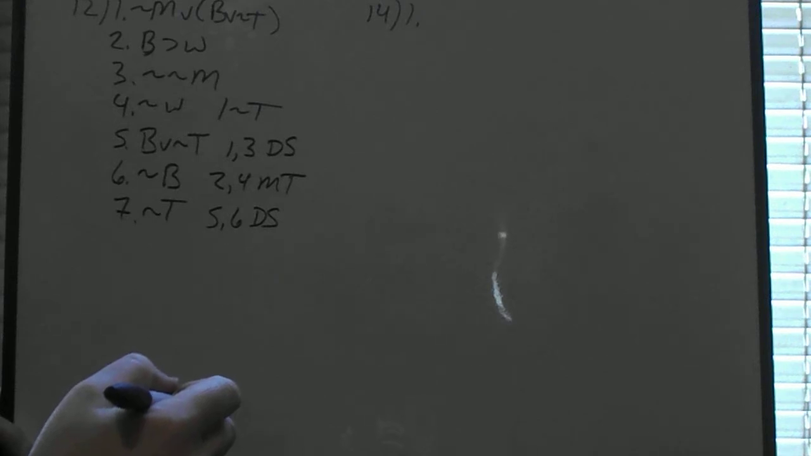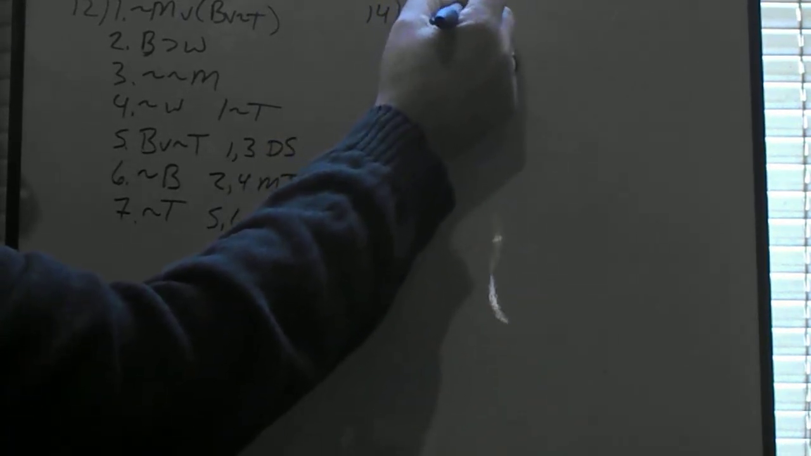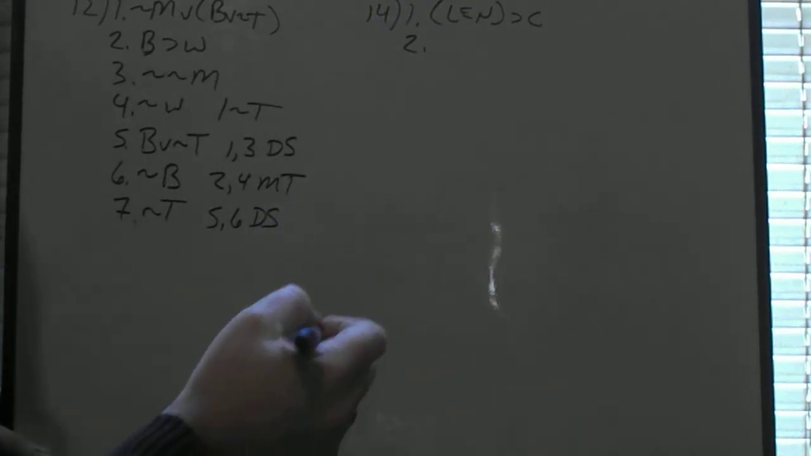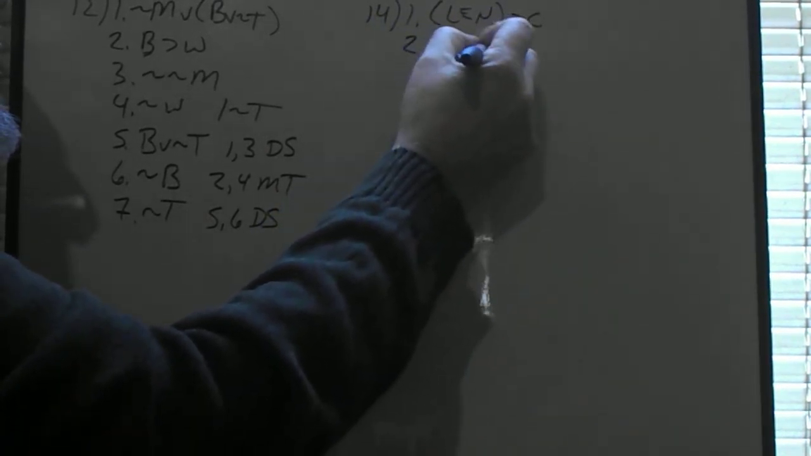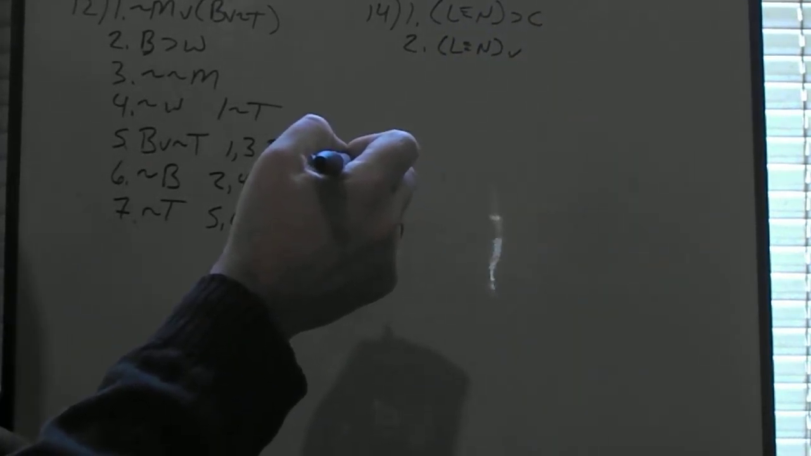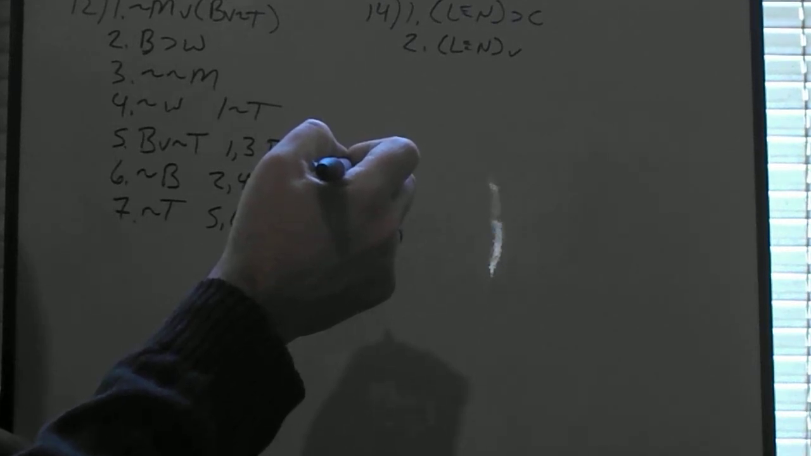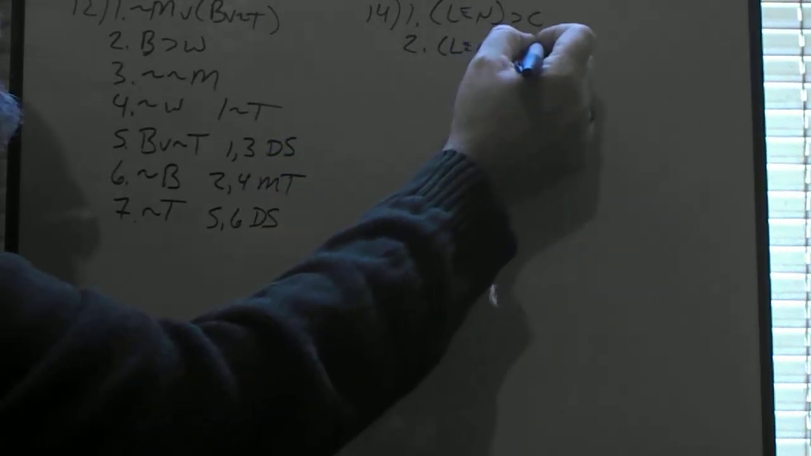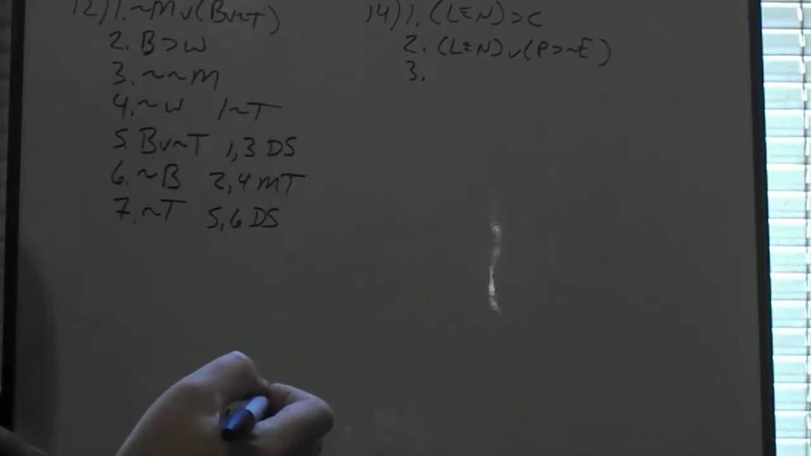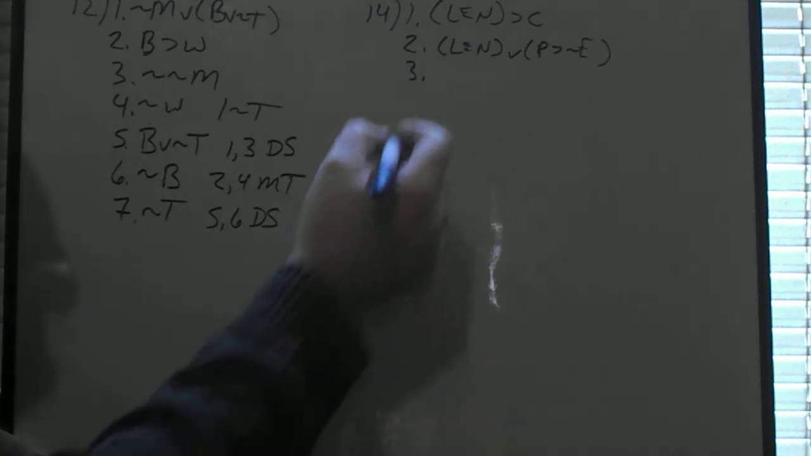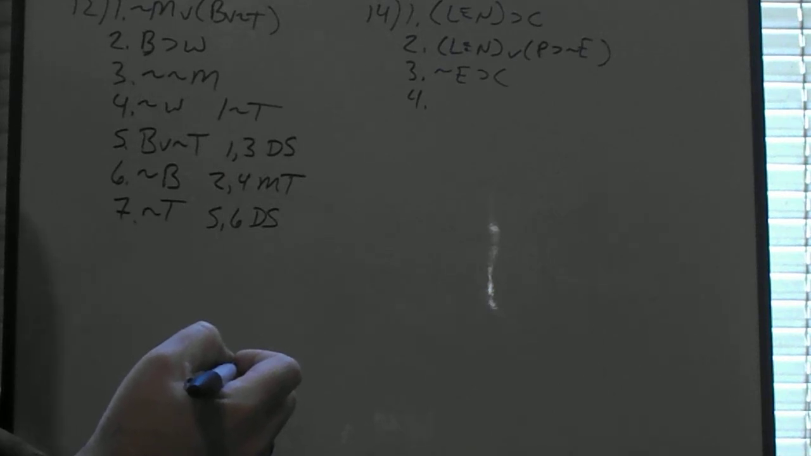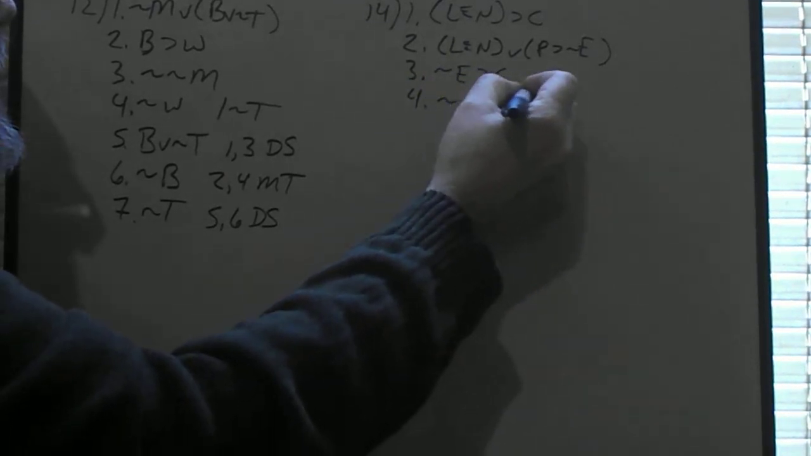Number 14, we have L if and only if N, then C. L if and only if N, or, where did it go? P then not E. Number 3 is not E then C. Number 4 is not C, therefore not P.